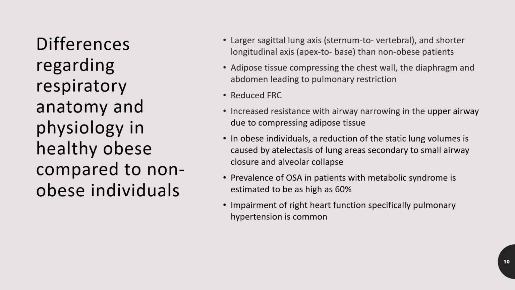And all of this leads to the possibility of getting pulmonary hypertension, specifically from impairment of the right heart. So these are some of the anatomical differences and some of the physiologic responses that occur as a result of being obese. And I'm going to get a lot more into it as we go along.